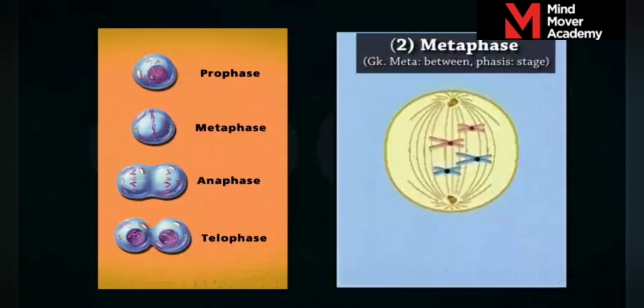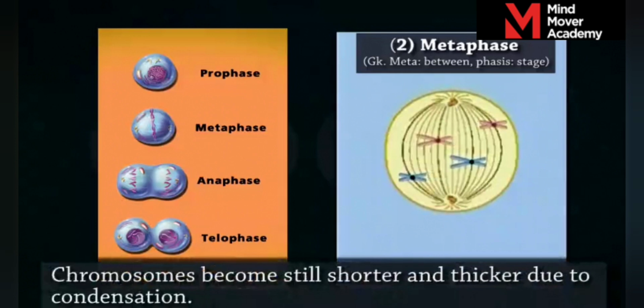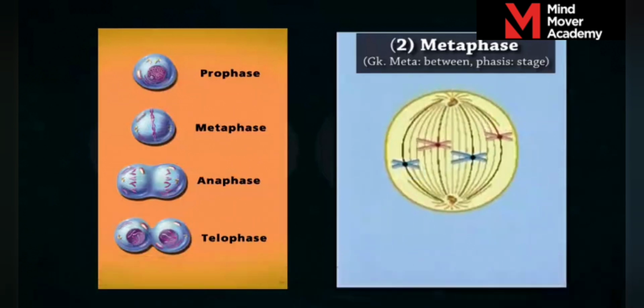Another phase is metaphase. Greek, meta, between, phases, stage. Chromosomes become still shorter and thicker due to condensation. The chromosomes arrange themselves on the equatorial plane in such a way that their centromeres lie on the equator and the arms face towards the poles. Centromere of each chromosome is attached by a spindle fiber.